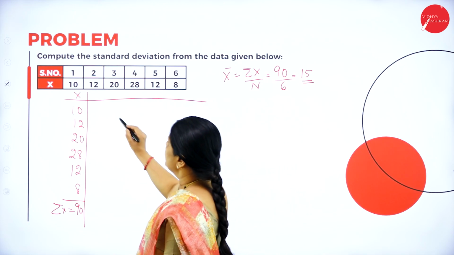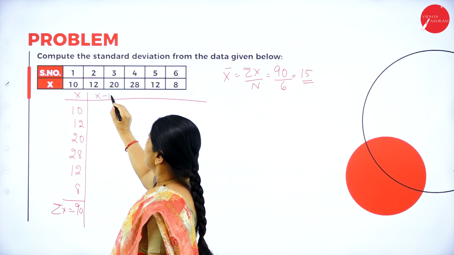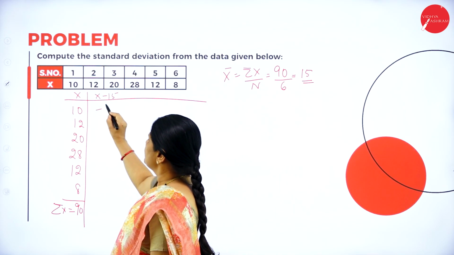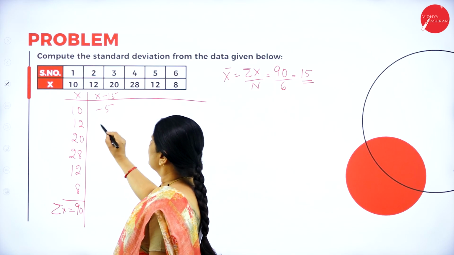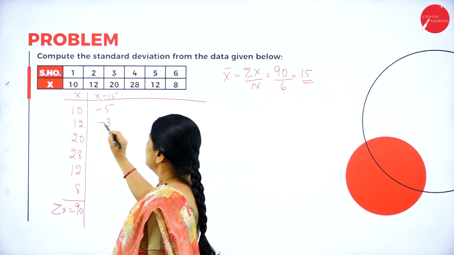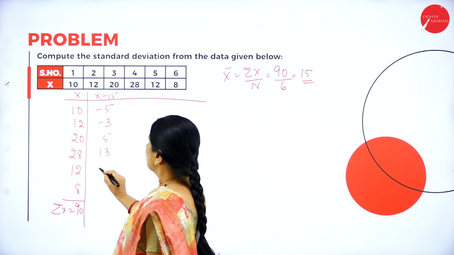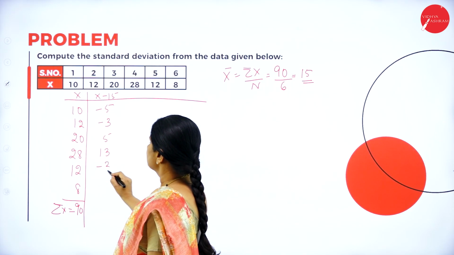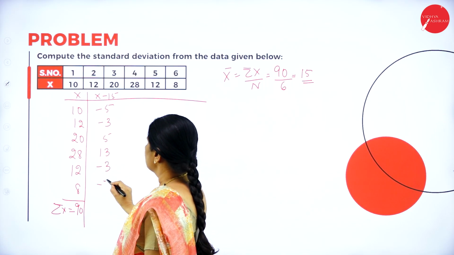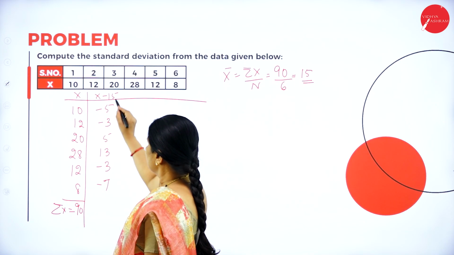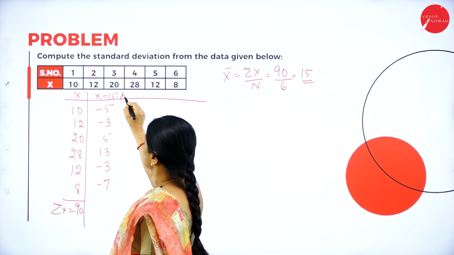Now I have to take the deviations from the mean, so it will be x minus 15. 10 minus 15 is minus 5, 12 minus 15 is minus 3, 20 minus 15 is 5, 28 minus 15 is 13, 12 minus 15 is minus 3, and 8 minus 15 is minus 7. So we have the d values here.